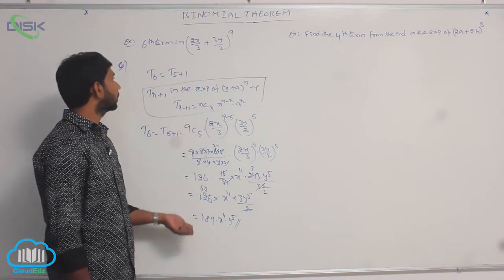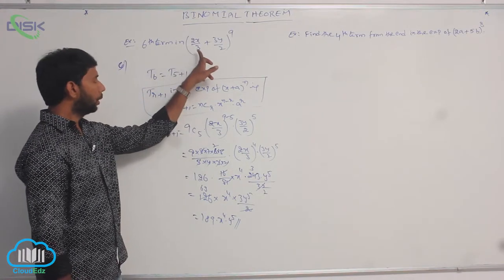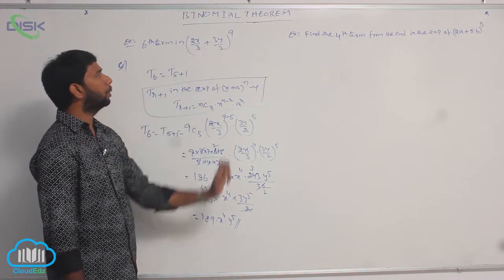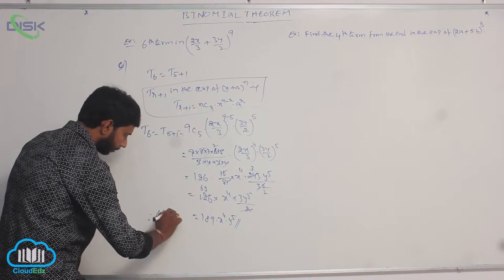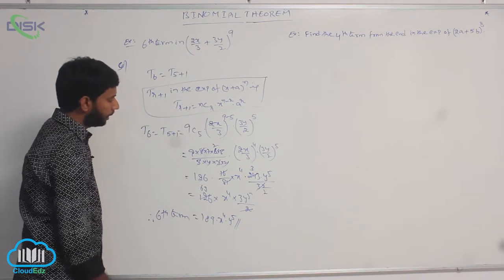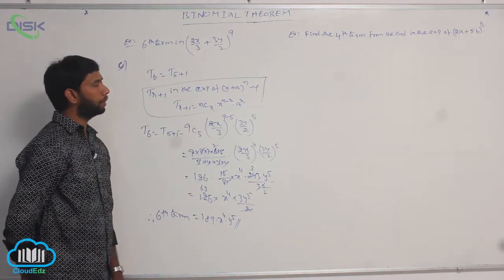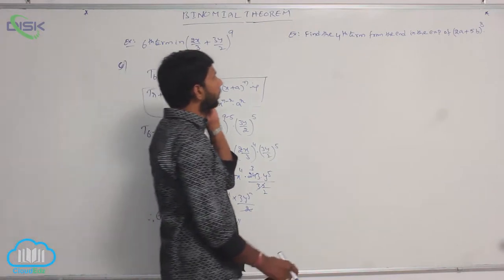This is the sixth term. The sixth term in the expansion of (2x/3 + 3y/2)^9 is 189 x^4 y^5. Now let's go to another example.